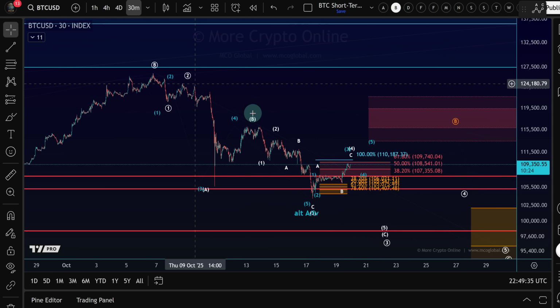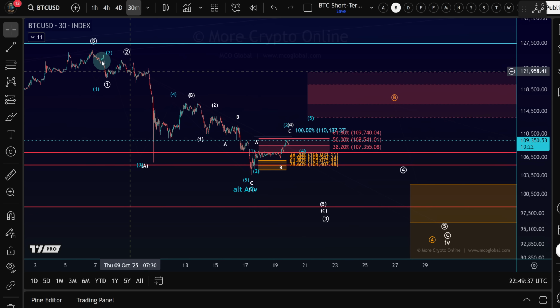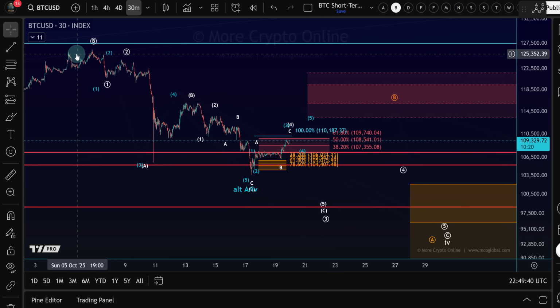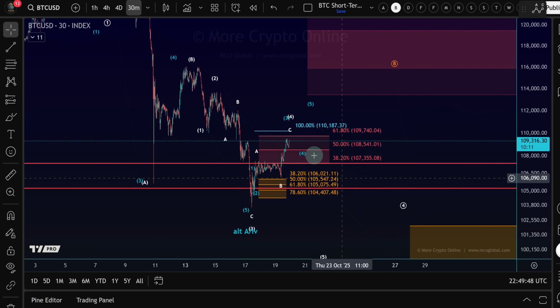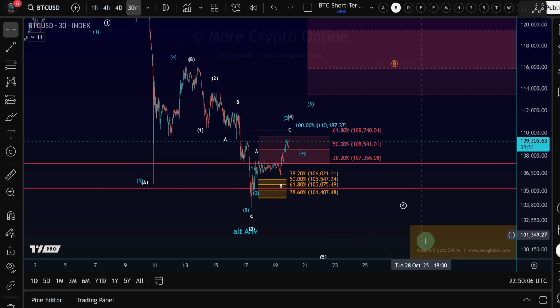Let's talk a little bit about this move to the downside. It obviously started up here around 126,400. The move to the downside can still extend, but as soon as we break above these two levels, 109,740, an important resistance level, and 110,187, also an important resistance level, I think the pressure would rather be on the upside, okay? For now, this is a move down that can still extend.